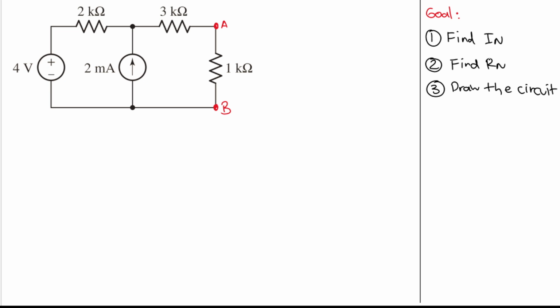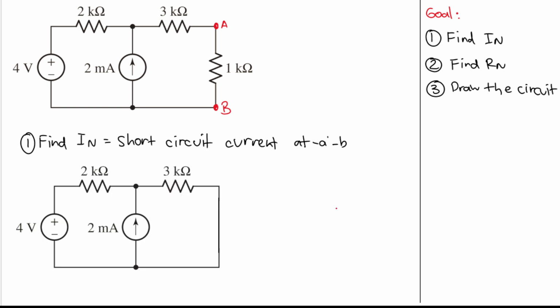So the first thing that we need to do is to find IN. And what is IN? IN is the short circuit current at terminal AB. So I will have IN equal to the short circuit current at AB. So we need to short this 1 kilo ohm resistor. Okay, let's do exactly that.